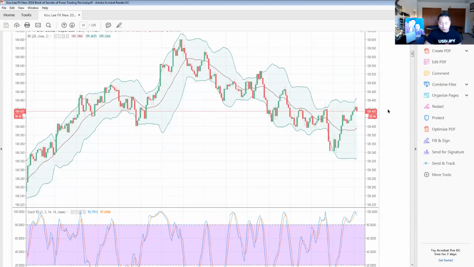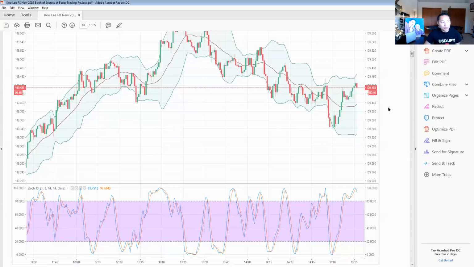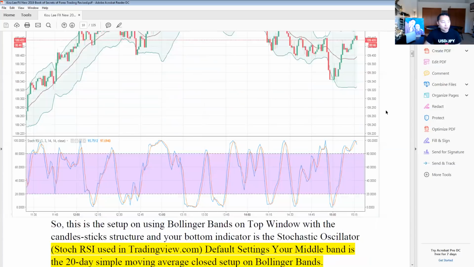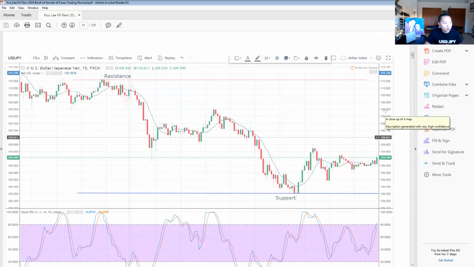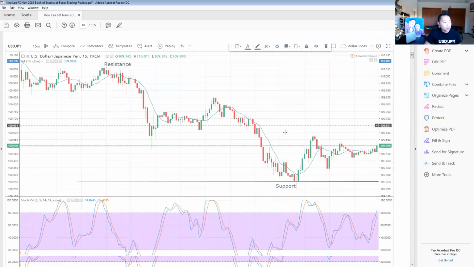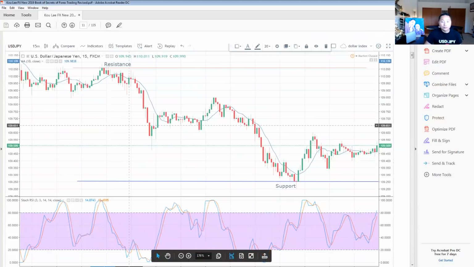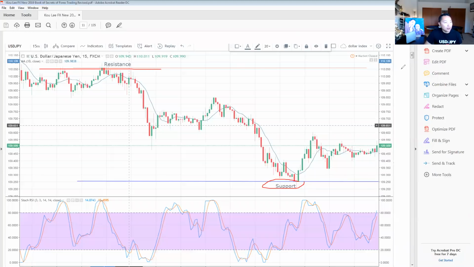Same chart as the previous, and you can clearly see that I would still sell. I wouldn't be buying anyway, if you're using indicators. Let's see here, 15 minute chart. There's a 10-day SMA and a stochastic. What you see here is I outlined support at 109.25, and I outlined resistance at pretty much 110.050.